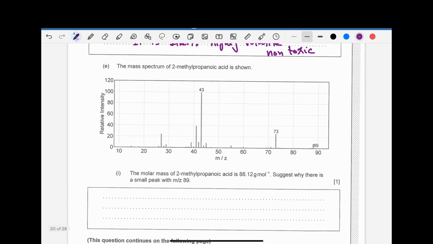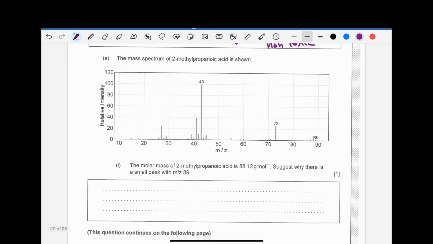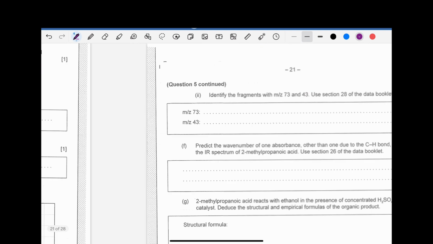Next question. The molar mass of 2-methyl propanoic acid is 88.12 gram per mole. Suggest why there is a small peak with an m over z value of 89. So we can see we have a small peak after the molecular ion peak. And that is because of the carbon-13 isotope. So the peak at 89 is because of the carbon-13 isotope.